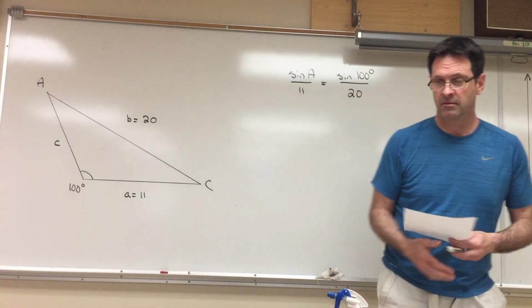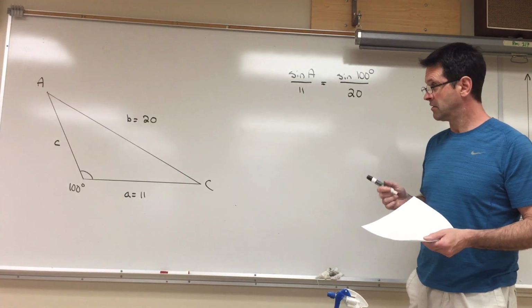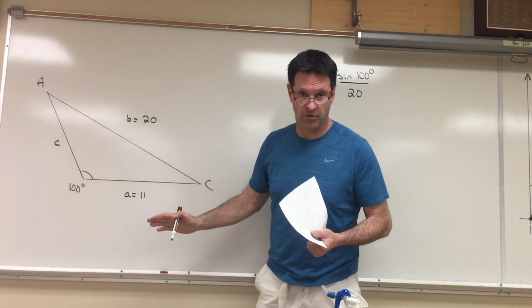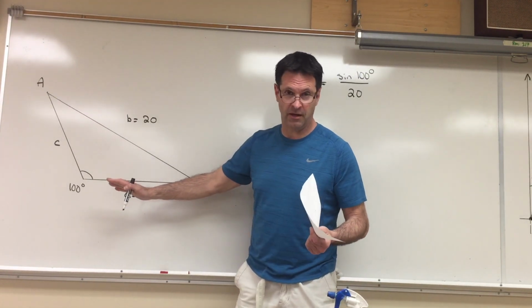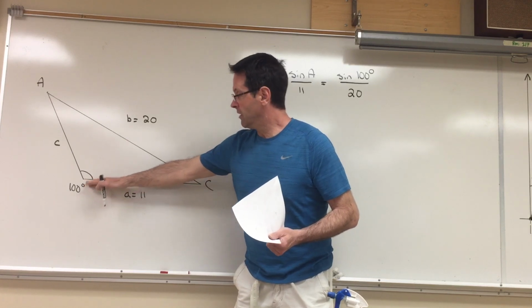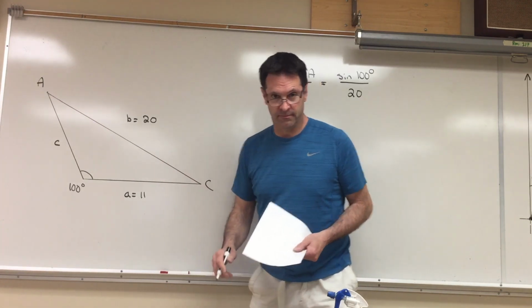Okay, everybody, a little continuation on with the sine law here. How do you solve for a triangle that is not a right triangle, any triangle that is not a right angle? If you're given an angle, its opposite side, and another side, we want to find another angle.